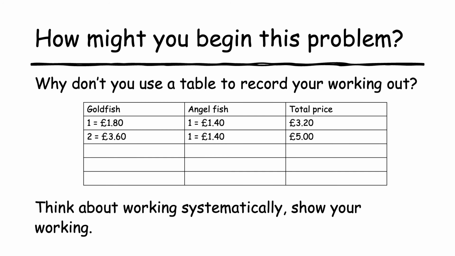And if you can see on my table, I've got goldfish, angelfish, and total price. And I want you to think about working systematically to show your working out. So I've said one goldfish is £1.80 and one angelfish is £1.40, and that gives a price of £3.20. Well, that's nowhere near £20.